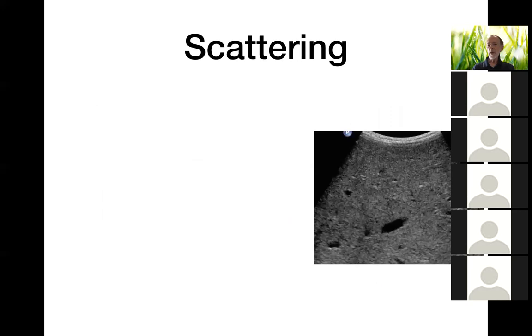So there are two different things that contribute to the echoes that make up the image. The first is reflection, the second is scattering. This is an image of liver tissue, normal liver tissue, and you can see that it has the typical grainy sort of texture and appearance that we know is typical of ultrasound images. That is something that we call speckle, and it's produced by scattering.